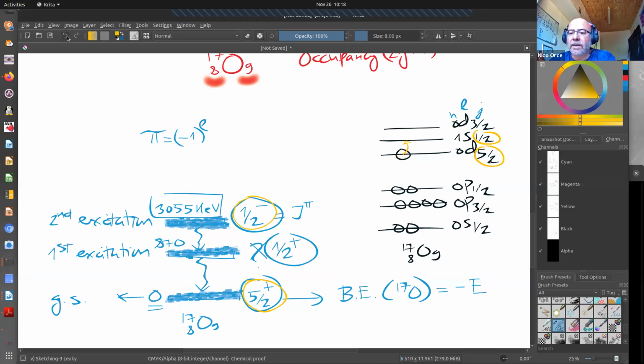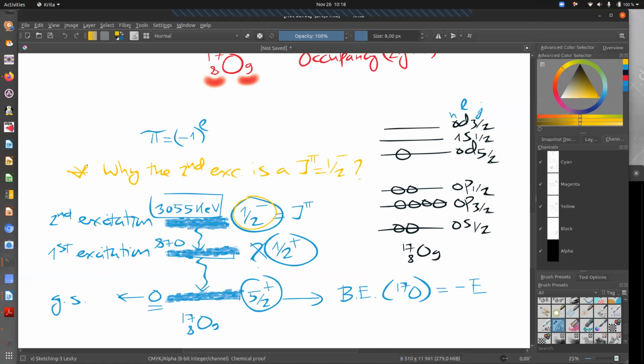Now I'm going to go back so I don't confuse you in what we're going to do next. So my question is why the second excitation is a J pi equal 1/2 minus. In which subshell, Prof?